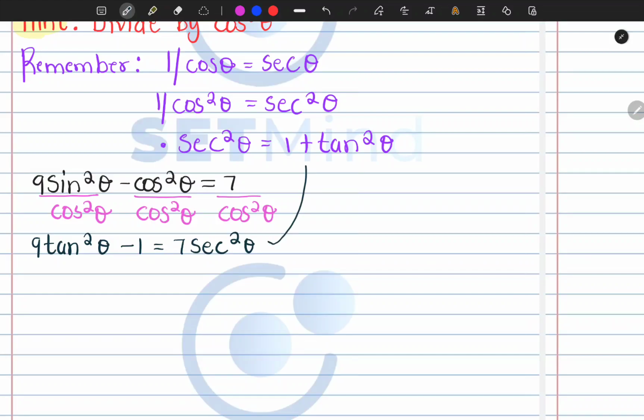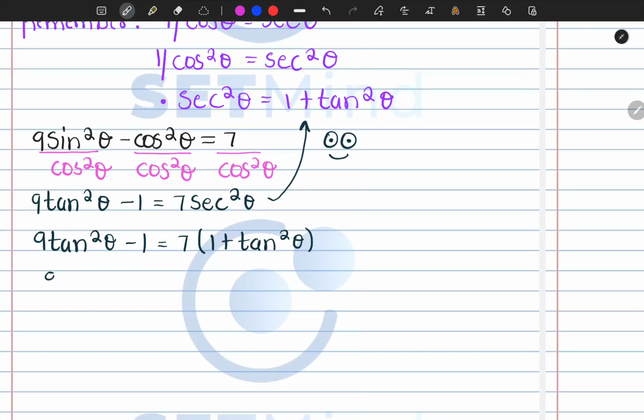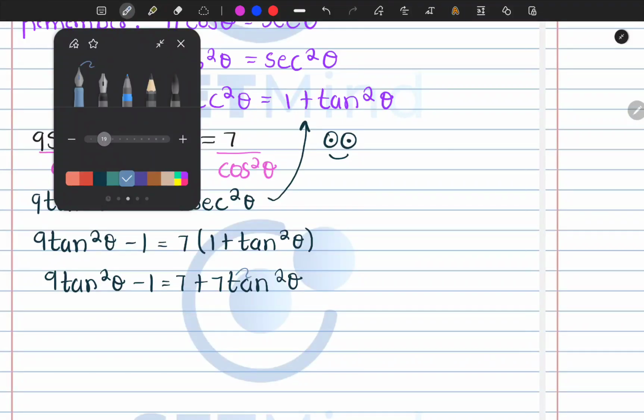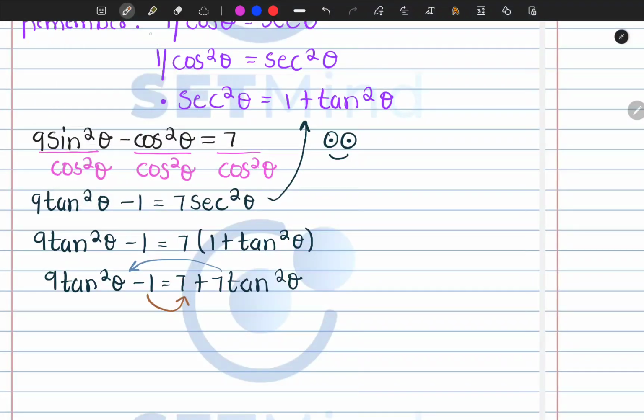But now we need to use that identity because we are trying to solve for tan. So we don't want the sec to be there. We want everything to be in terms of tan so that we can make it the subject. And that sec, we know it is 1 plus tan squared theta. So this becomes 9 tan squared theta minus 1 equals 7 plus 7 tan squared theta. Then I can just do some transposing and wrap up this problem. So this should go that side and this should come the other side.